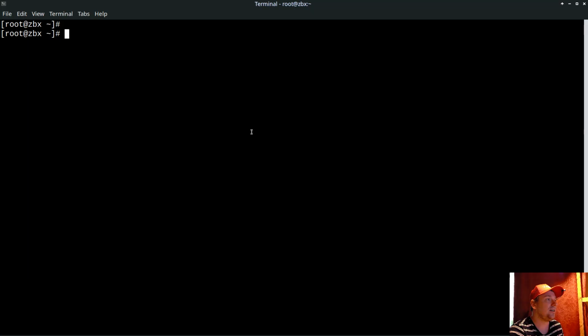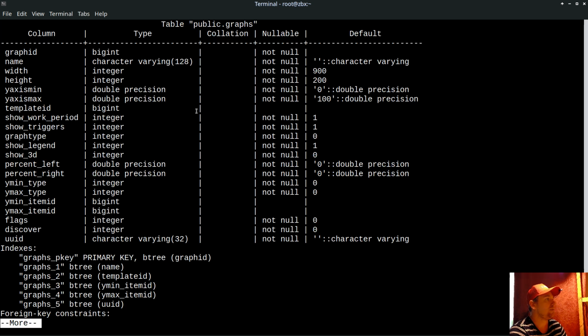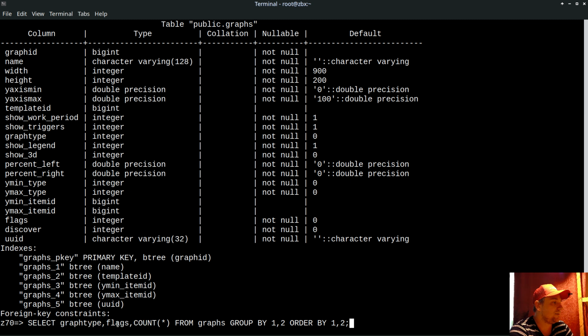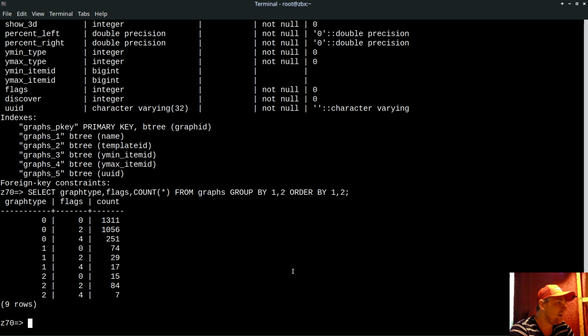Let's first investigate. Connect to the database, and by looking at the structure of the graphs table, we see we have the graph ID, some name. What I'm interested in is the graph type, and also a little bit about flags, which I will explain in a moment. If I run a query, select graph type and flags, showing statistics about graph type and flags, these are the stats: graph type 0 is a normal graph, 1 is a stacked graph, and 2 is the one which I don't like, the pie graph.